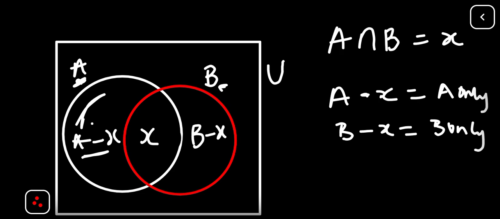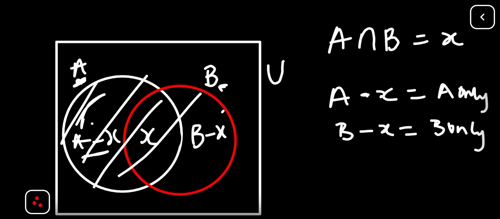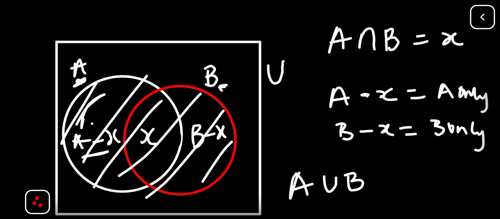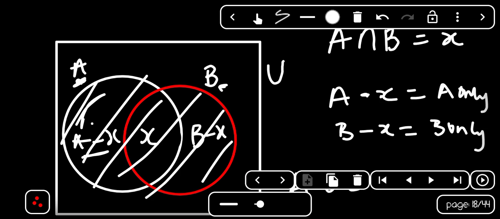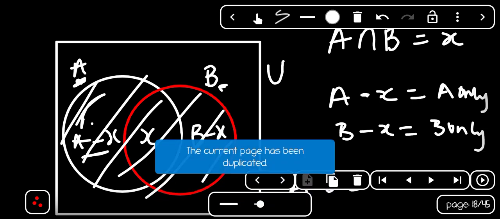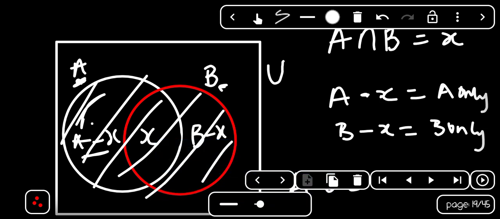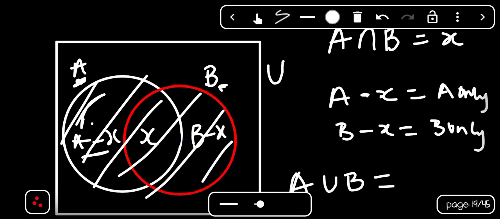Now, what about when you join the two sets together? If you join these two sets together, we call it A union B. So this means that you're going to combine all the elements in A, the intersection, and also B. Now, when you do that, you're going to have something like this. Just a moment.